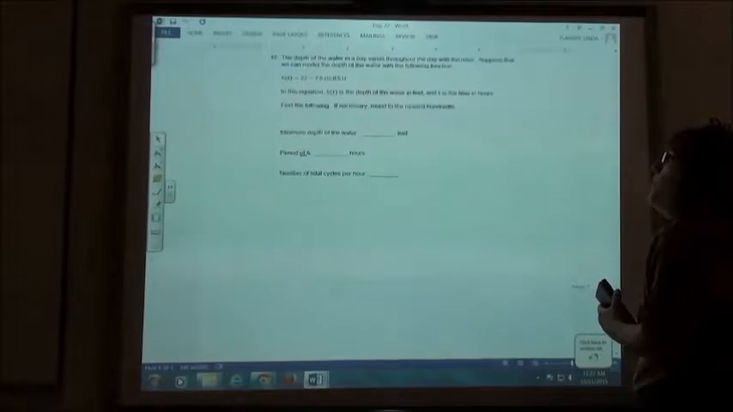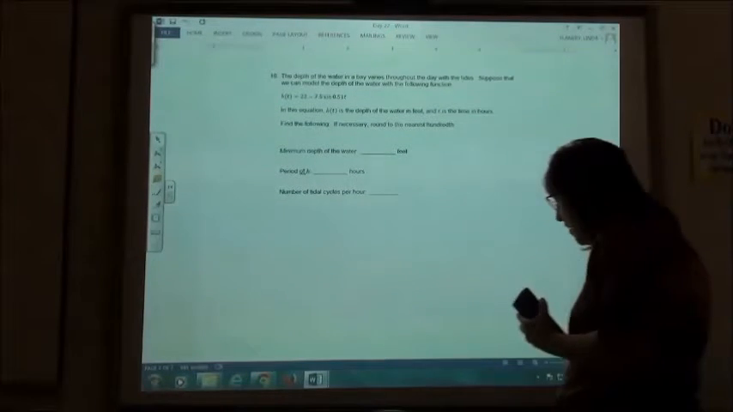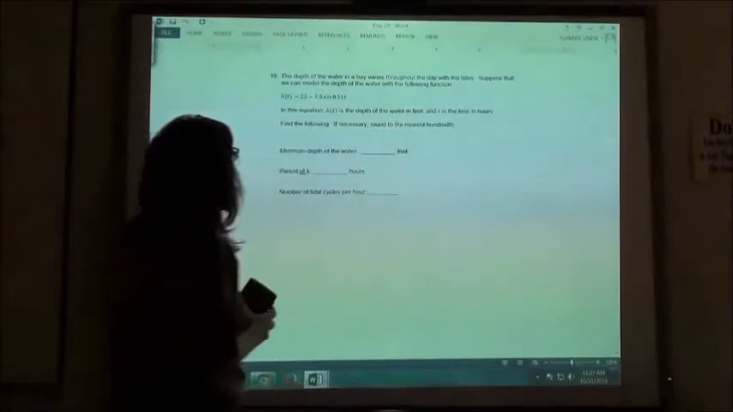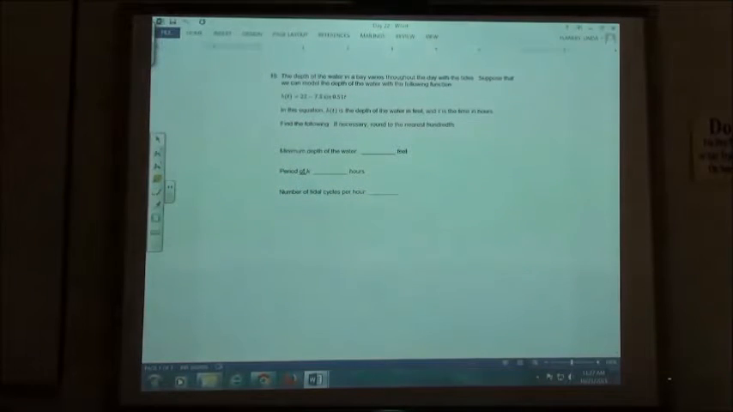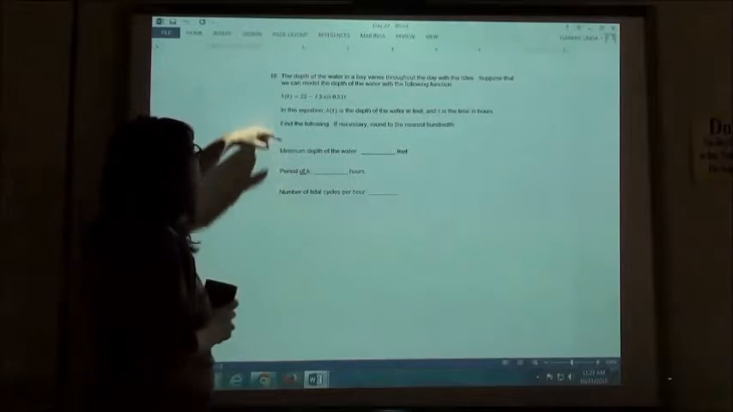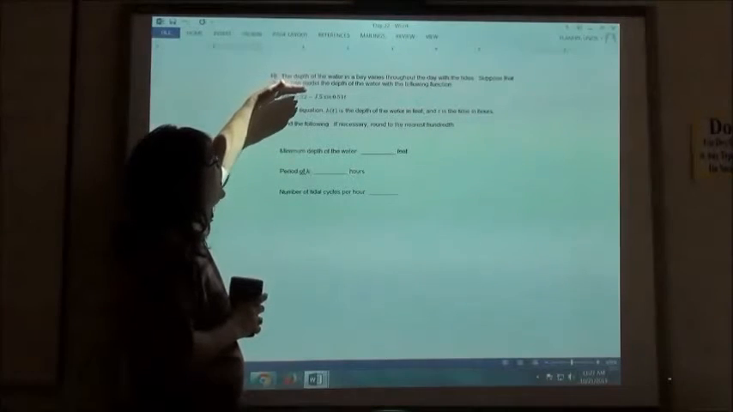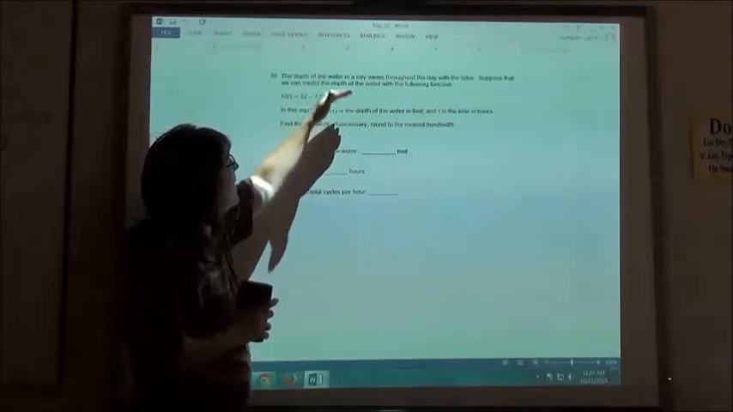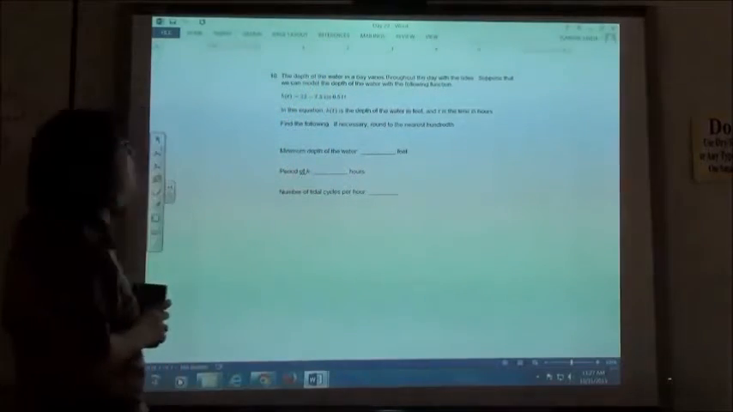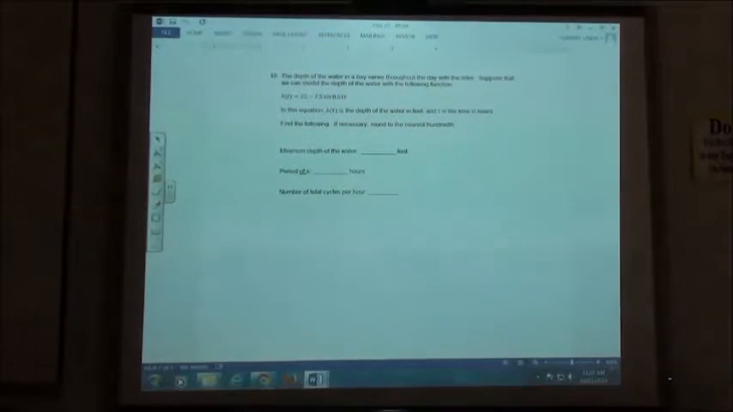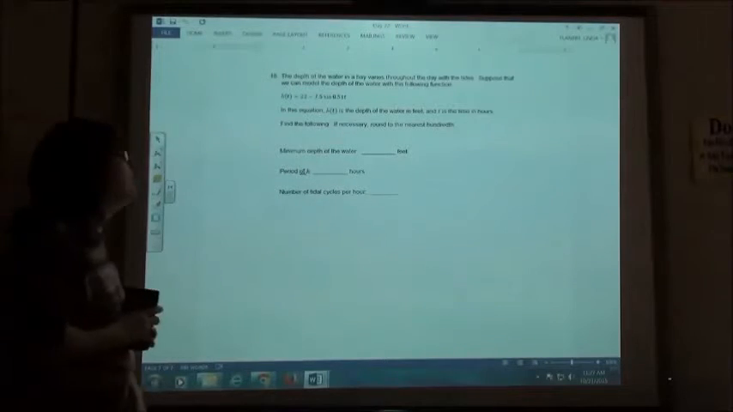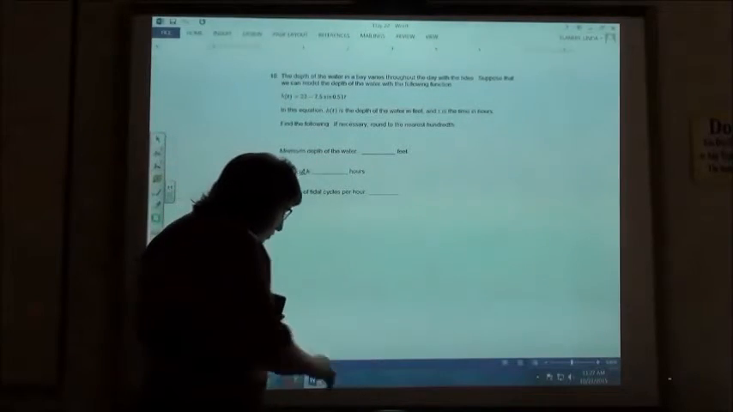Last one on this packet, number 18 here, says, the depth of the water in a bay varies throughout the day with the tide. Suppose we can model the depth of the water with the following function. Starts at 22, I'm going to do negative 7.5 times the sine of 0.51t. So first of all, they want us to find here, what is the minimum depth of the water?